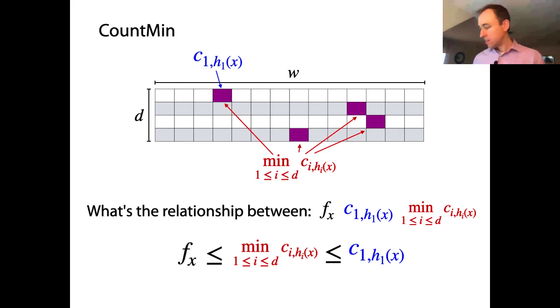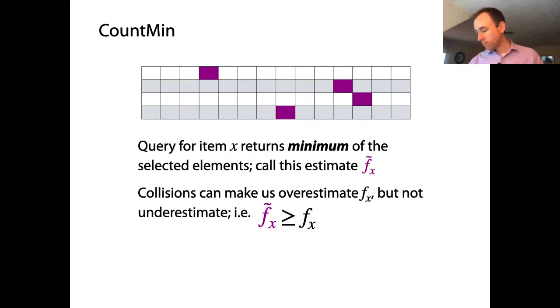Okay, so these are the essential aspects of the CountMin sketch. When we query for a particular item x, we take the minimum of the elements that are selected by the hash functions, a separate hash function for each row, and that estimate we would call tilde f sub x. Collisions can make us overestimate the true frequency f sub x, but not underestimate. So tilde f sub x is greater than or equal to f sub x.